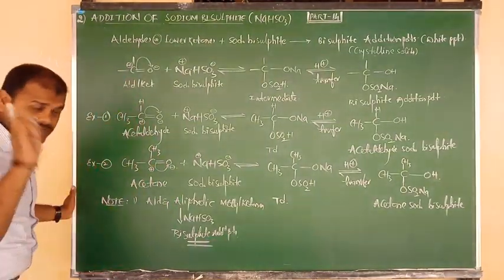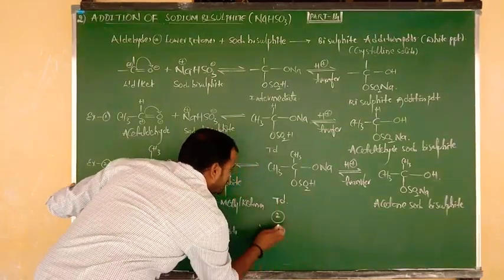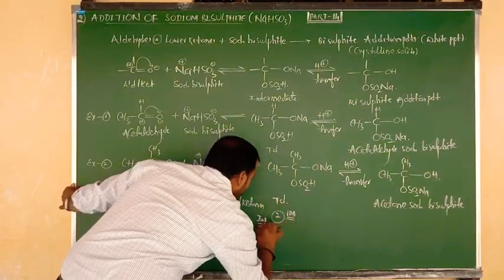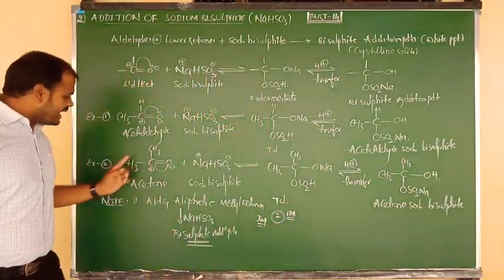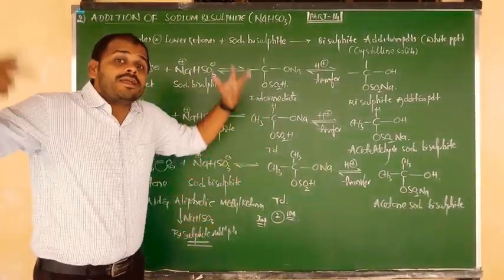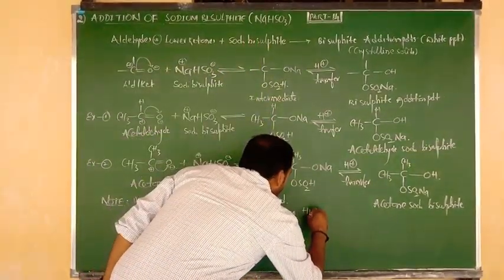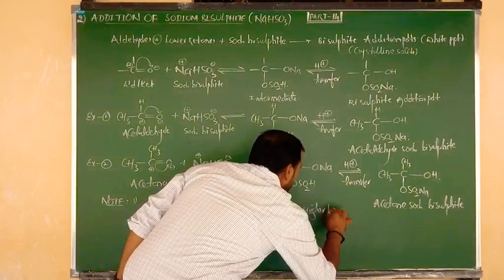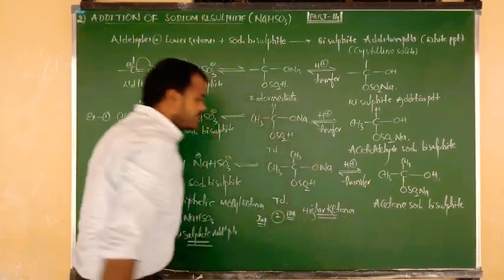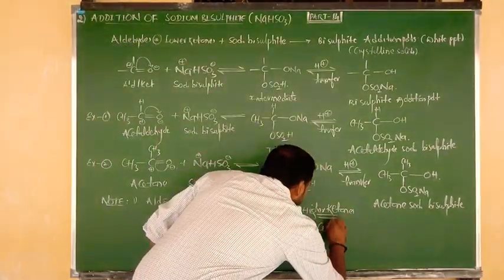But try to remember the second note point. Note point 2 is a very important question, a 1 mark question. They can ask you, why do only aliphatic methyl ketones undergo addition with sodium bisulfite? Why not higher ketones? First of all, what is meant by higher ketones? An example of a higher ketone is acetophenone.